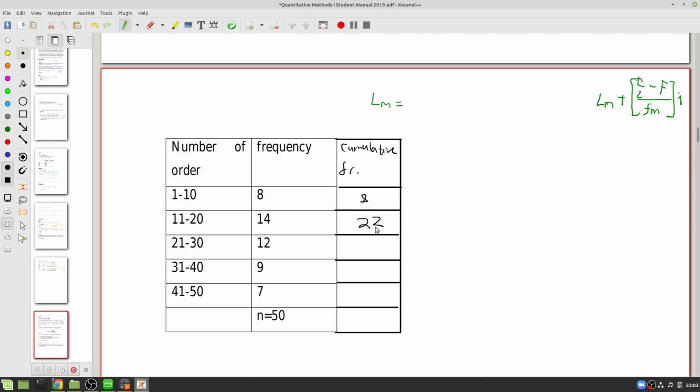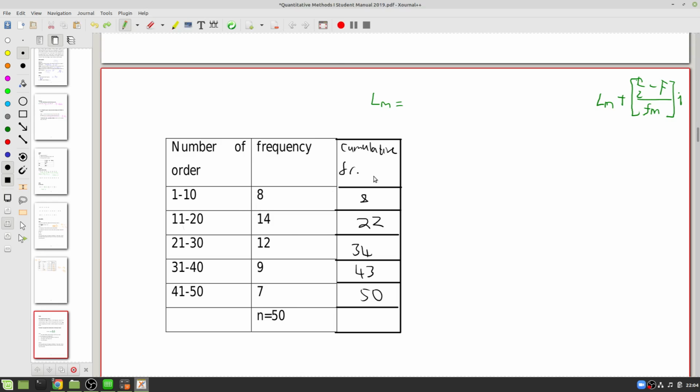So what does this 22 mean now? That means 22 values are between 1 and 20. So it includes both of these classes now. Then we do the same thing, add 12 to that, 34. So again, that means 34 values are in these three classes. And we just keep going. 34 plus 9, 43. 43 plus 7 is 50. And then you can check, the sum of the frequencies must be the same as your last cumulative frequency value. If those are the same, then you have counted correctly.